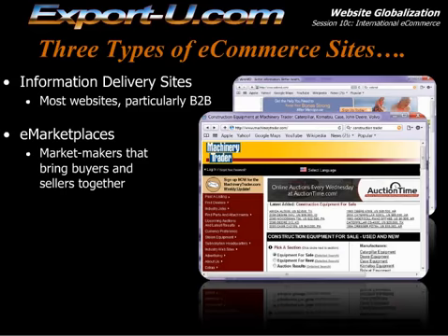Another type of e-commerce site are e-marketplaces, such as this example, machinerytrader.com. They're market makers bringing buyers and sellers together, but don't typically enable the execution of a transaction online. These e-marketplaces are typically designed to connect businesses with other businesses as opposed to end users of their products, although there are some e-marketplaces that are designed to connect businesses with the final consumer.